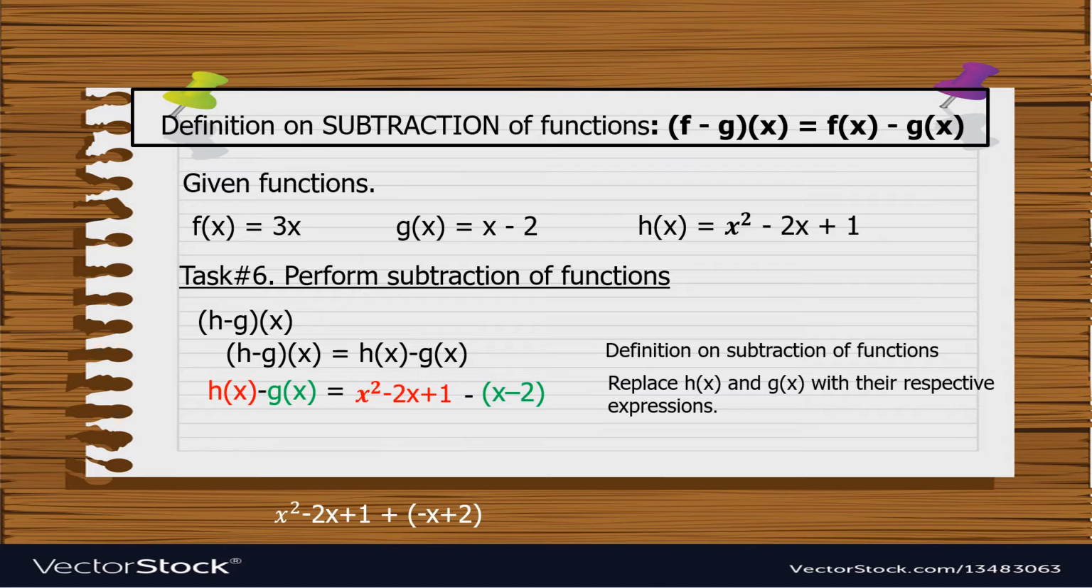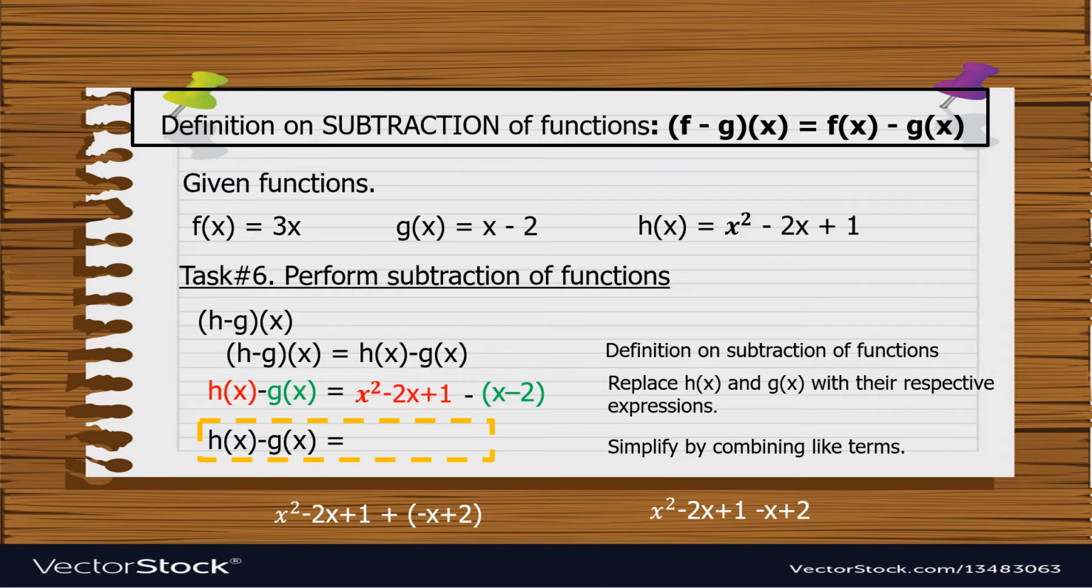So, as I have said a while ago, from minus sign to plus sign, and then from positive x to negative x, and from negative 2 to positive 2. That is why we have x squared minus 2x plus 1 minus x plus 2. Combining like terms, h of x minus g of x equals x squared minus 3x plus 3.